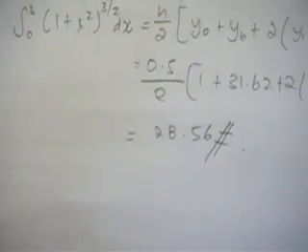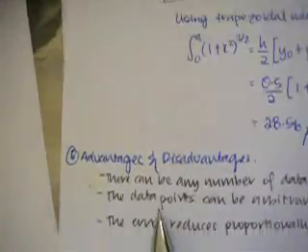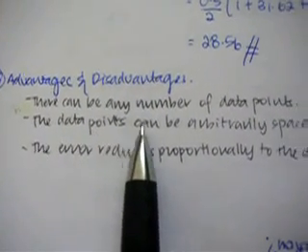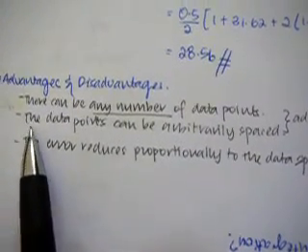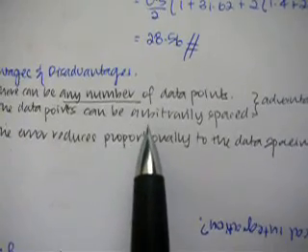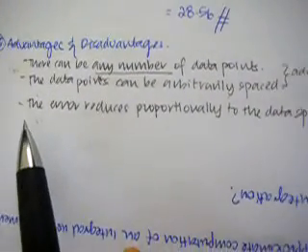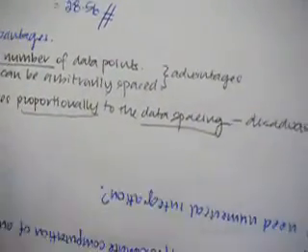So, what are the advantages and disadvantages of the trapezoidal rule itself? The advantage is that there can be any number of data points, and the next one is that the data points can be arbitrarily spaced. And the disadvantage is that the error reduces proportionally to the data spacing.